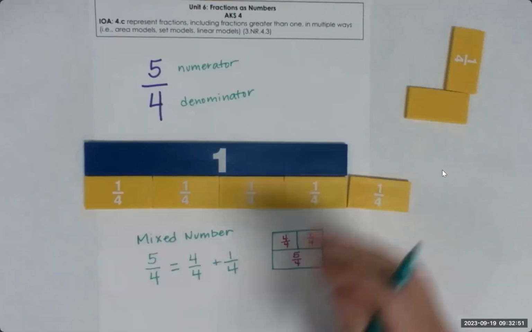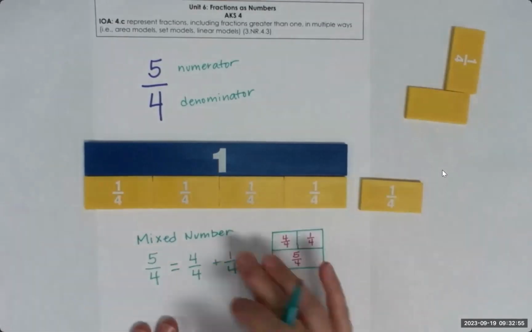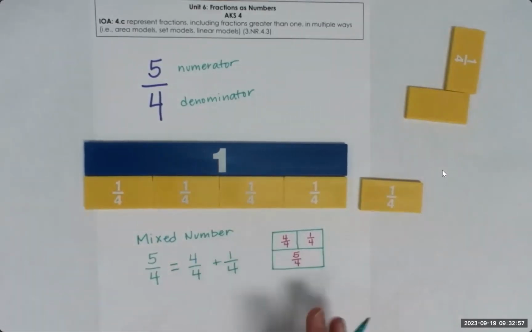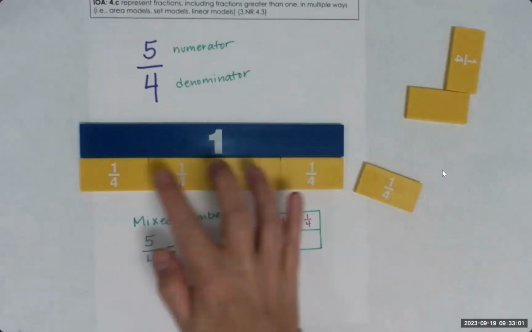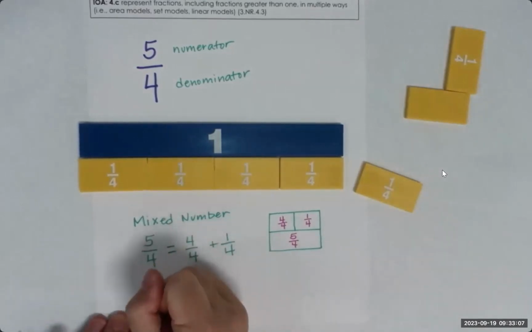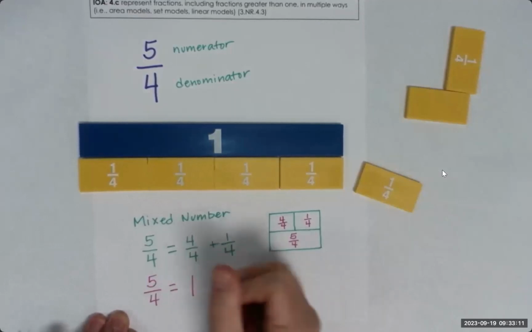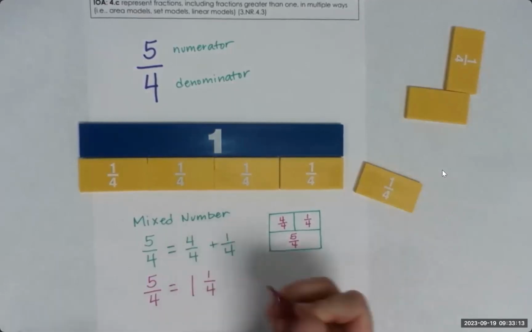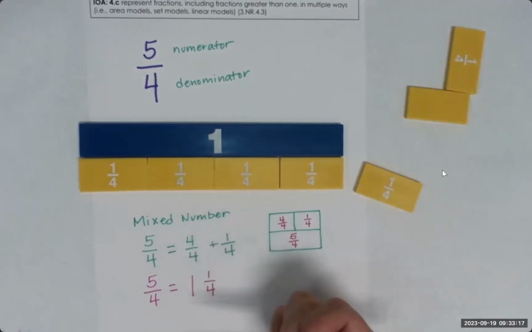I can very clearly see that with this model here, right? So if I want to write this number, 5 fourths, as a mixed number, well, I know that 4 fourths is equivalent to 1 whole. So I could say that 5 fourths is equal to 1 and 1/4, because all I did is replace that 4 fourths with the number 1 whole.